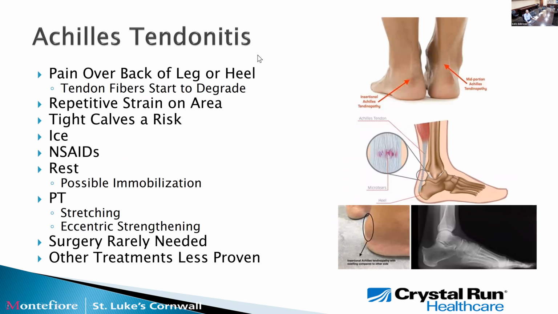Next condition is Achilles tendonitis. So we all know the Achilles tendon is the tendon in the back of the leg here. And what happens is over time, with extra strain, the tendon fibers start to degrade. And any kind of tendon condition like this, because it happens slowly, the body doesn't have a really effective mechanism for dealing with it. When you have an acute injury, such as an ankle sprain, there's an effective pathway.